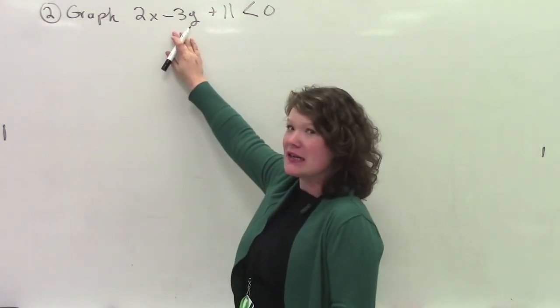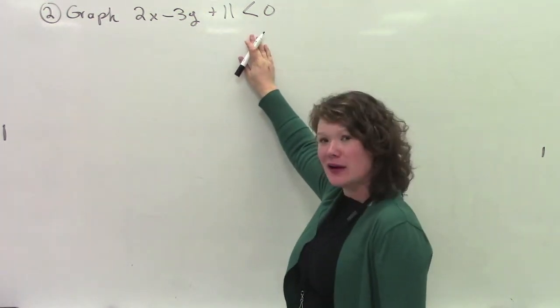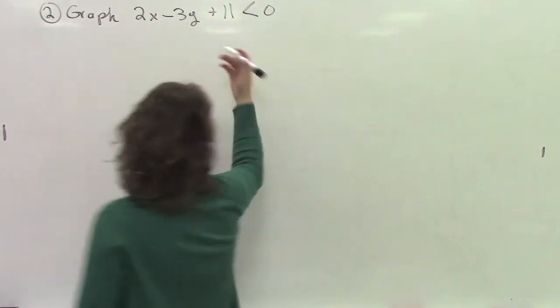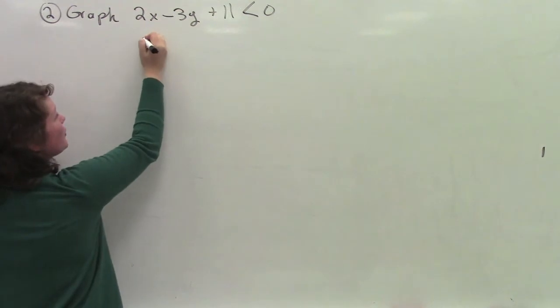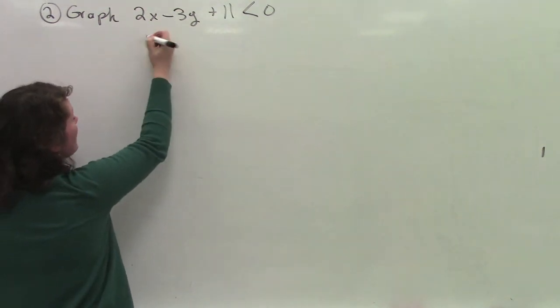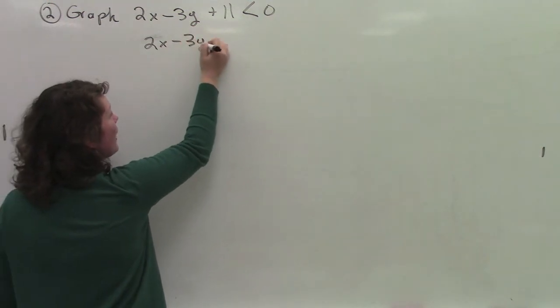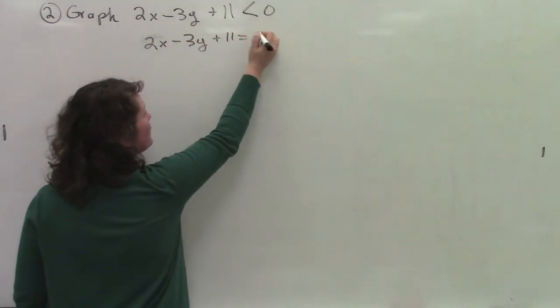So remember guys, this right here is in what? It's in general form. It's not in slope-intercept form. So first things first, let's turn this into an equation that we can graph, an equation of a line. 2x minus 3y plus 11 equals 0.